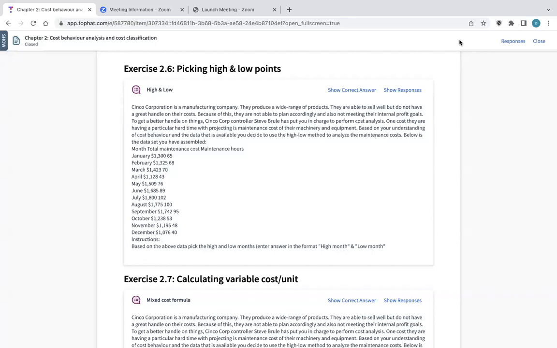Hi, class. We're going to look at exercises 2.6 through 2.11, dealing with coming up with that cost formula, that mixed cost formula.